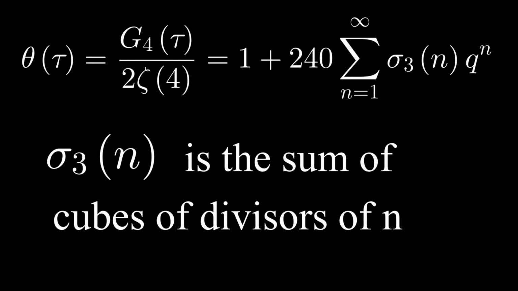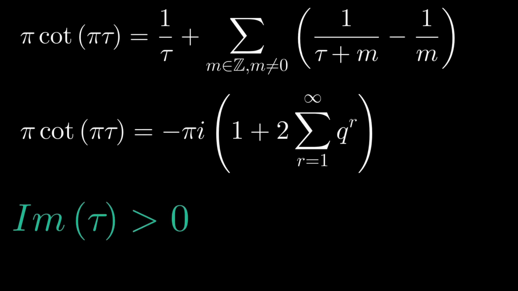Here's an identity for the weight 4 Eisenstein series. This sigma 3 of n is called the third divisor function of n. In this function, you sum all the cubes of divisors of n. We now know that the nth coefficient of our function must be 240 times the third divisor function of n. I won't prove this identity now, but on the screen I have put two identities that are often used to derive this fact if you differentiate some things a couple times.